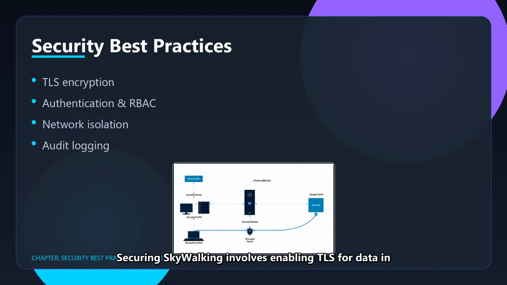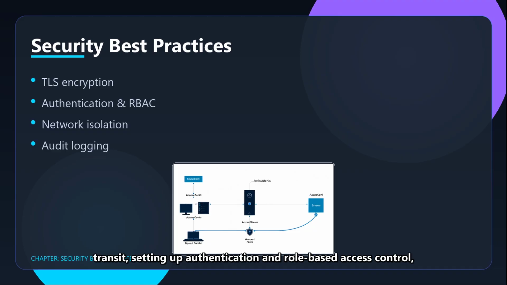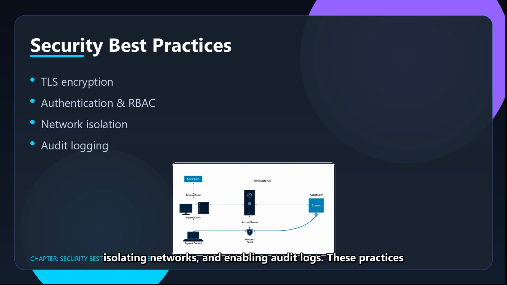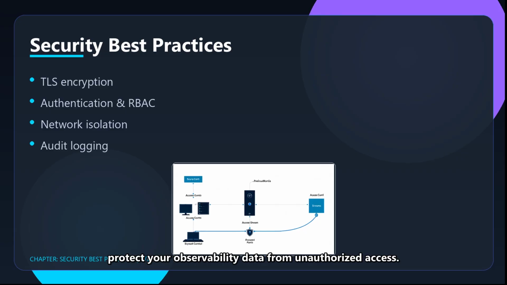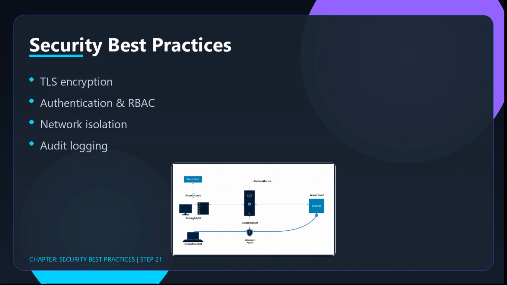Securing SkyWalking involves enabling TLS for data in transit, setting up authentication and role-based access control, isolating networks, and enabling audit logs. These practices protect your observability data from unauthorized access.